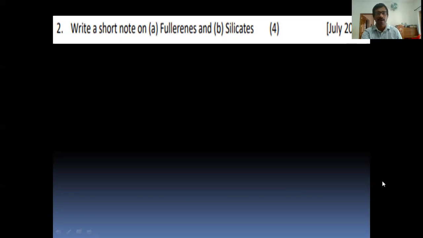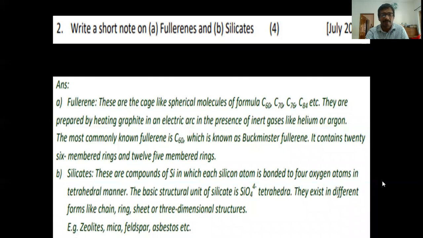Write a short note on fullerenes and silicates. Fullerene, what is fullerene? It is an allotrope of carbon. The important fullerene is C60. It is a football-like or soccer ball-like structure. Hexagons and pentagons are present. Carbon hexagons and carbon pentagons are present. 20 six-membered rings and 12 five-membered rings are present in the compound. So such things you can write.